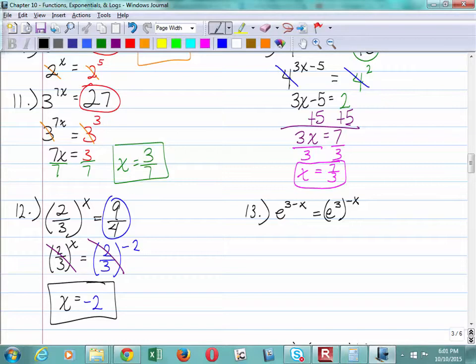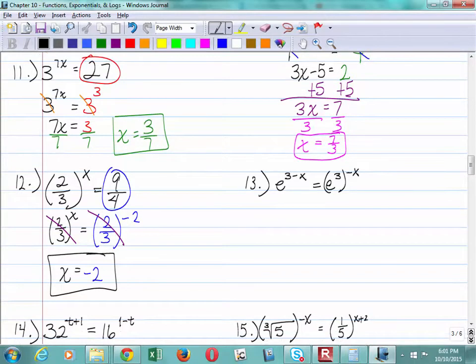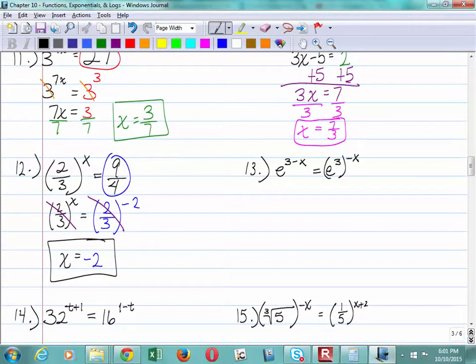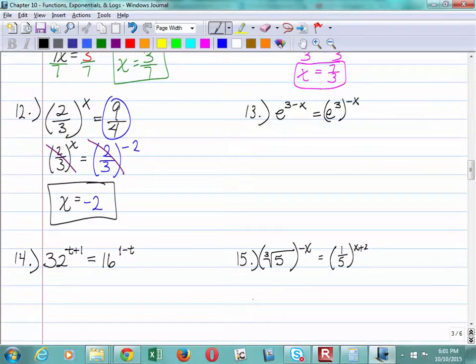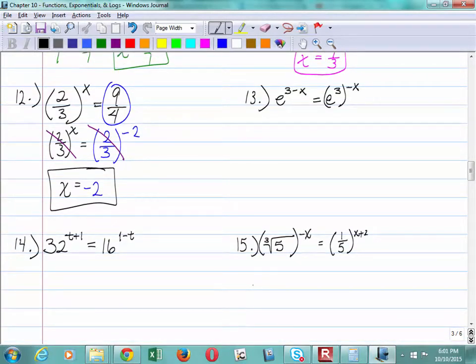And then number 13, e to the power of 3 minus x equals e to the power of 3 to the power of -x. So you may or may not know what e is, and that's not really very important at this point. e does represent a number, kind of like pi does. But that really doesn't matter because it's just going to get canceled out anyway.